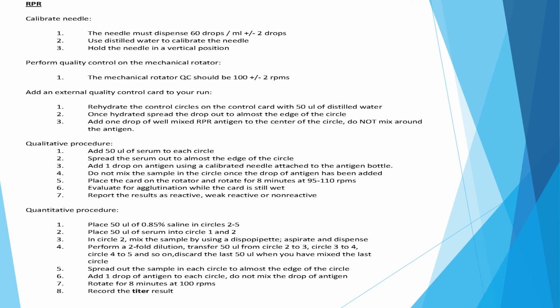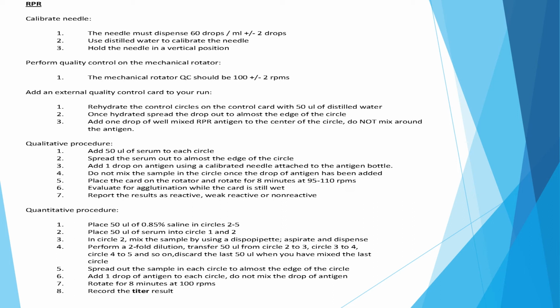So when we have a patient suspected of having syphilis, the first test that we're going to do is the screening test known as the RPR. The first thing we want to do is calibrate our needle and make sure that our blunt needle dispenses 60 drops per mL of antigen. So we always want to calibrate that needle by holding it in a vertical position. Then we attach that needle, once it's been calibrated and quality control has been performed on it, to our antigen.